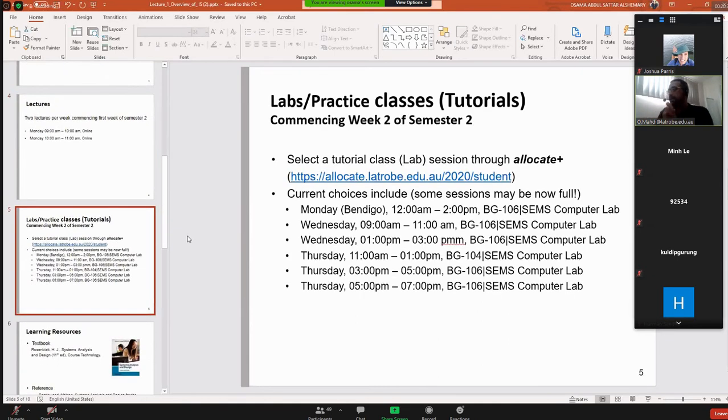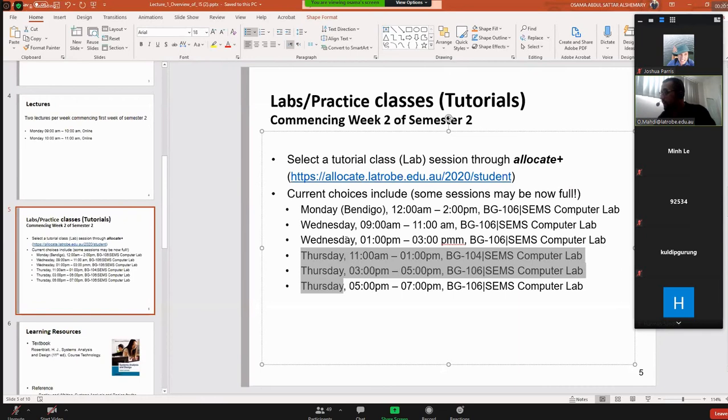Regarding the labs, as I mentioned in the email that I just sent before, this subject will cover students from Bendigo and Bandura as well. We're going to have 6 labs in this semester. The first one is Monday, 12 to 2 p.m. This lab is mainly for students from Bendigo. The Wednesday and Thursday labs will mainly be for Bandura students.